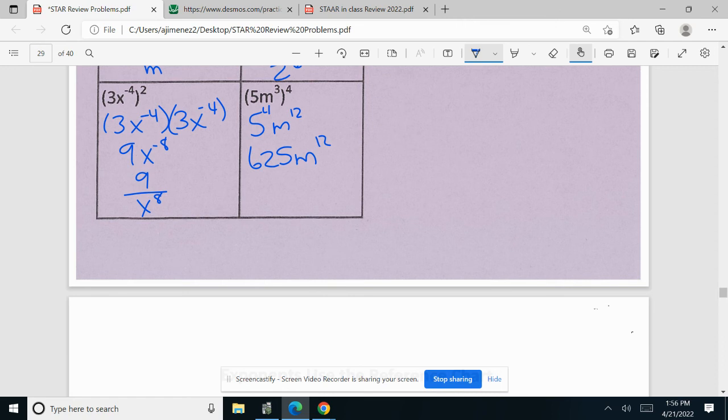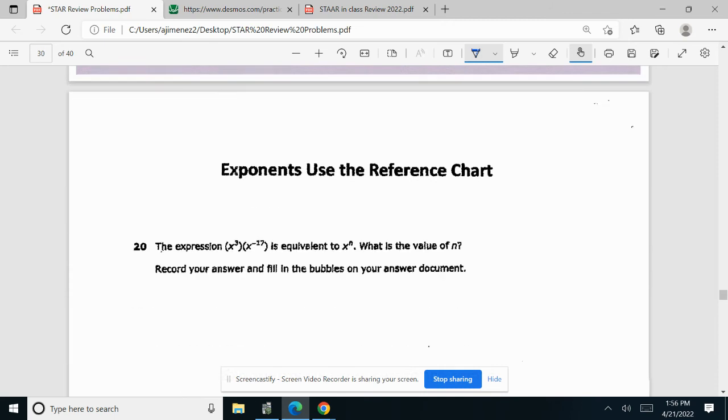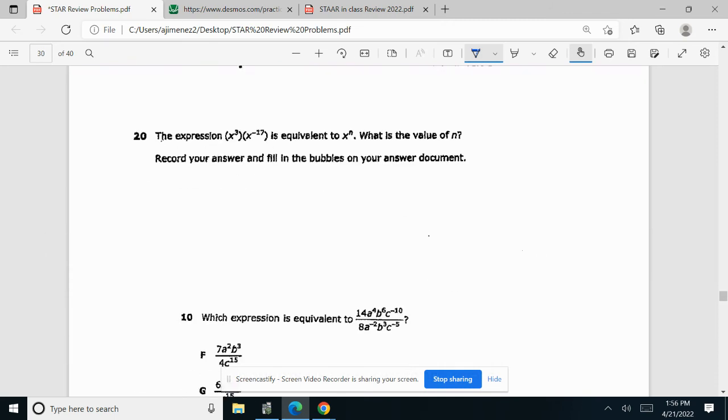All right, let's see. The next question that we've got to do is a lot of them in here. Got to do with exponents. All right. Okay. If it wants equivalent, that means it wants you to simplify, right? So anytime you have the word equivalent and you have exponents, it wants you to simplify the problem.